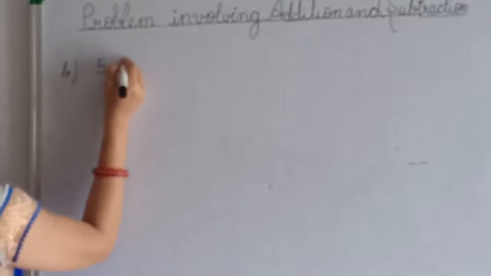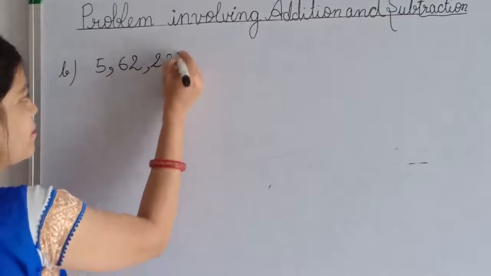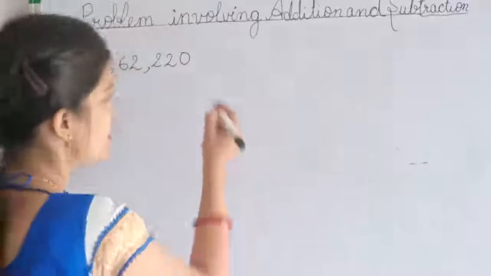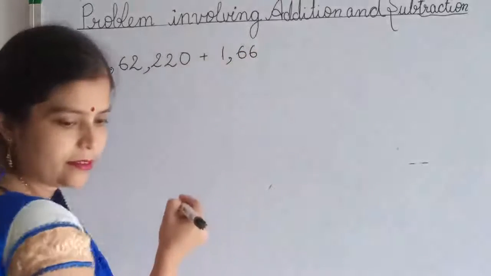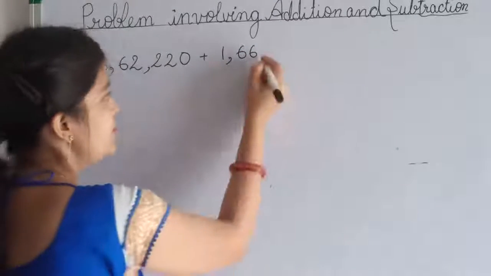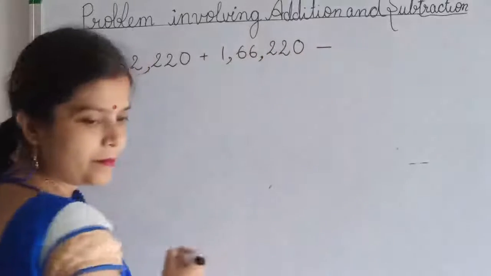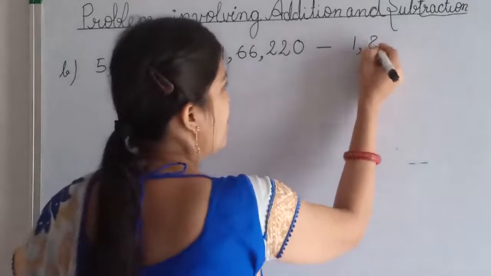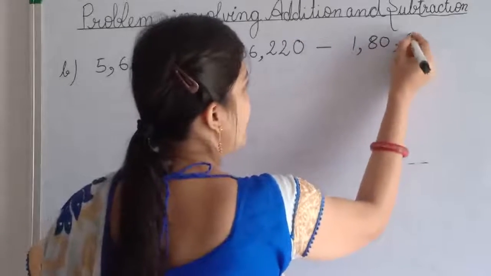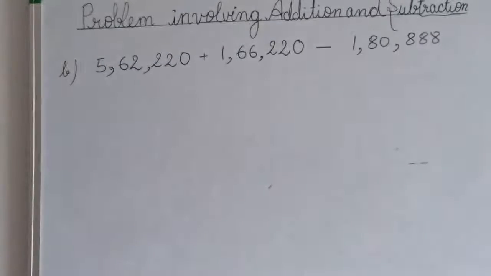Five lakh 62,220, okay, plus 1,66,220, minus 1,80,888. Okay, clear to you all?